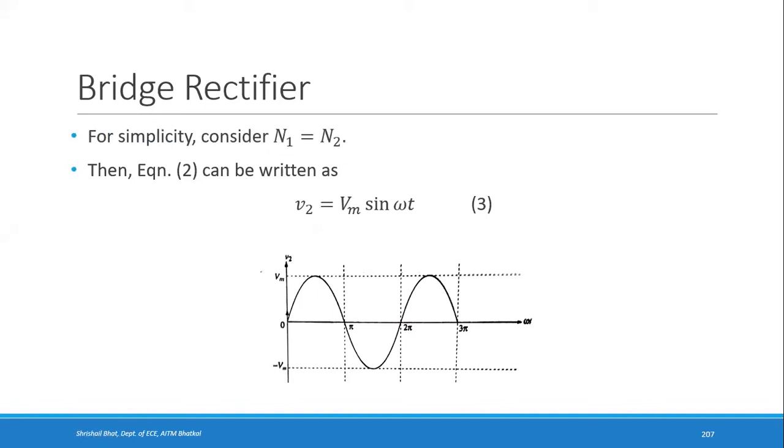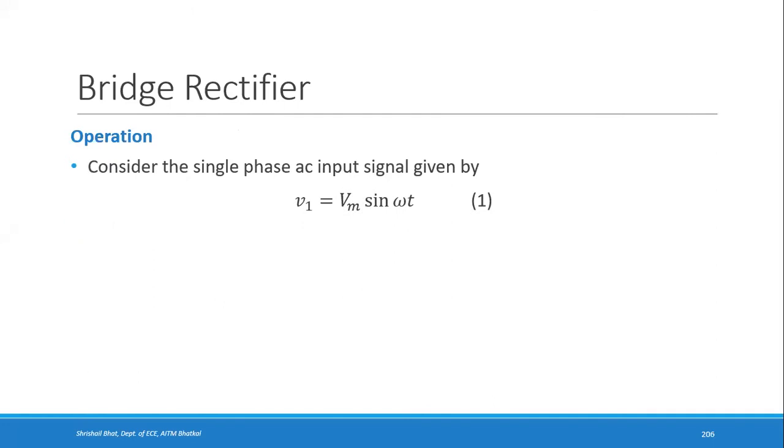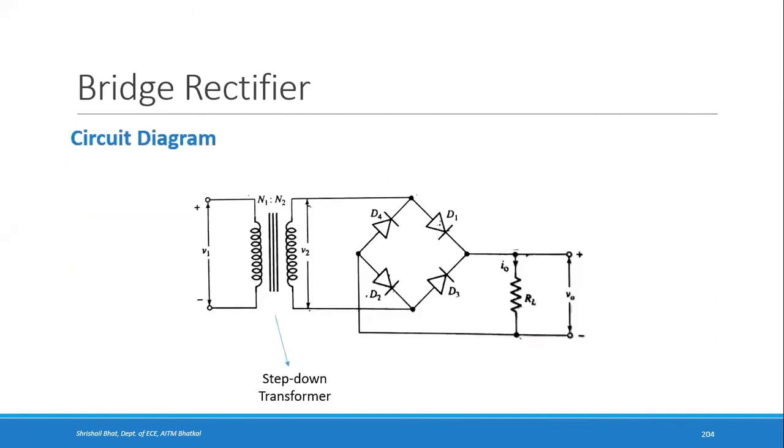Now you can consider two half cycles and explain the operation. During the positive half cycle, tell me what happens. Here you are going to get positive, and here you are going to get negative, right? So which diodes are forward biased and which are reverse biased? Tell me. Which diodes are forward biased?